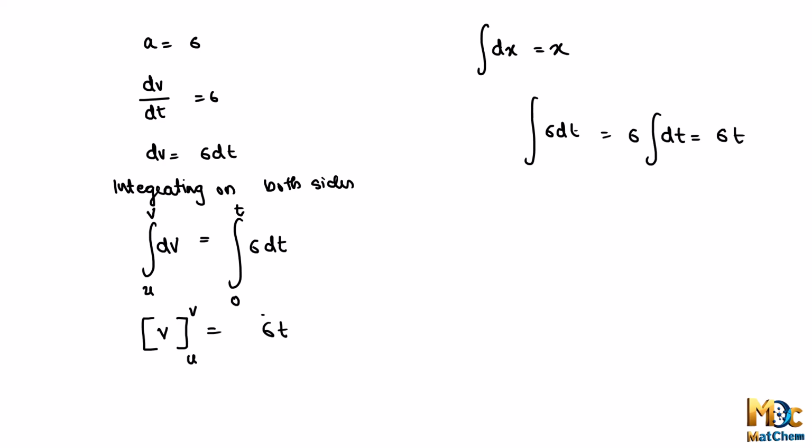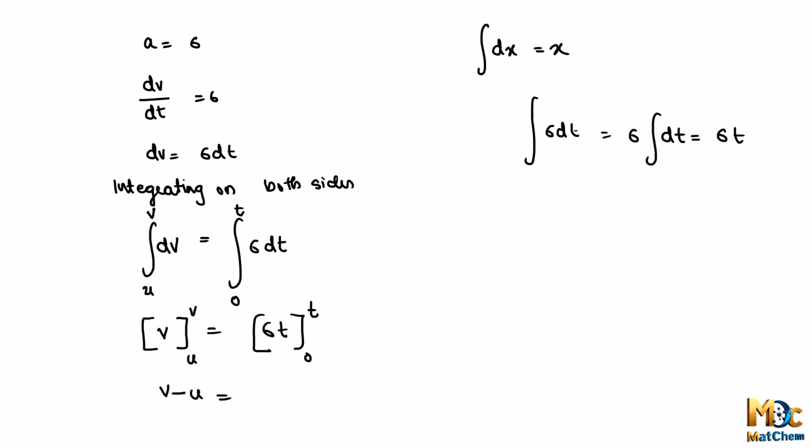So 6t with a lower limit of 0 and higher limit of t. Now what you need to do now? You need to apply upper limit minus lower limit. For v, upper limit is v, so v minus lower limit is u.